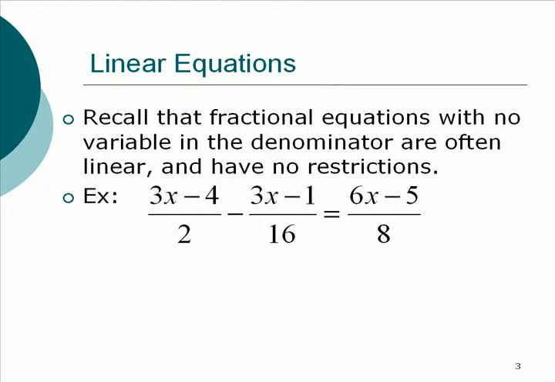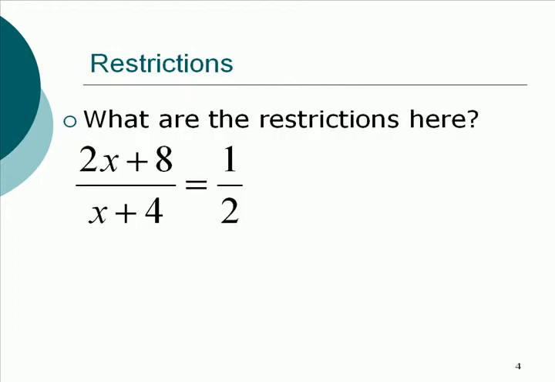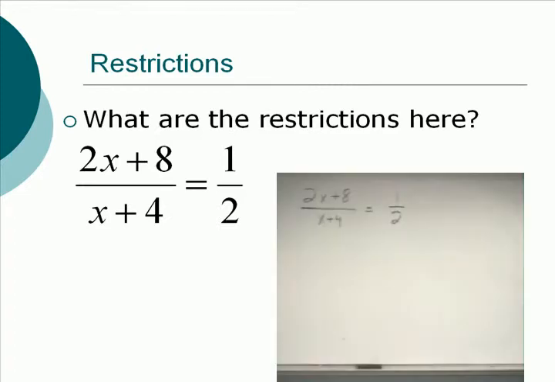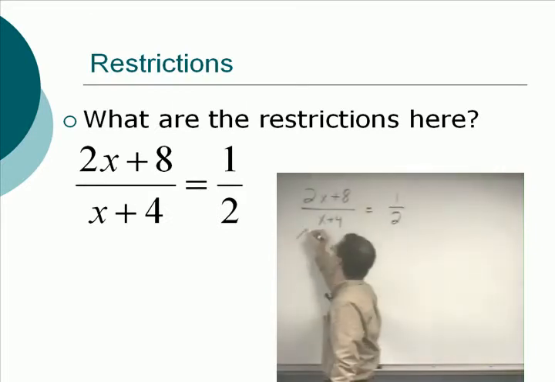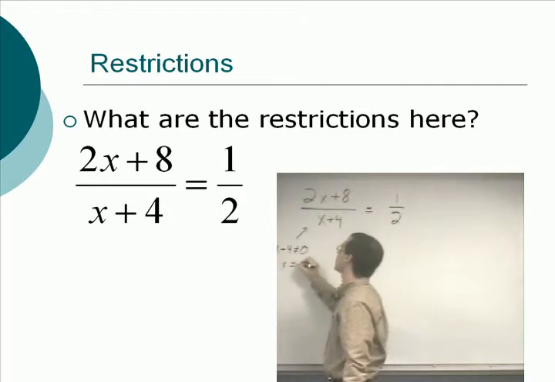Okay. Well, we're going to solve this in a minute, but first let's just answer this question. We need to tie these two ideas together here. What are the restrictions on (2x plus 8) over (x plus 4) equals 1/2? Well, what's your only restriction here? That's right. X cannot be equal to negative 4. Since x plus 4 can never be equal to 0, then apparently x cannot equal negative 4. So there's our restriction.